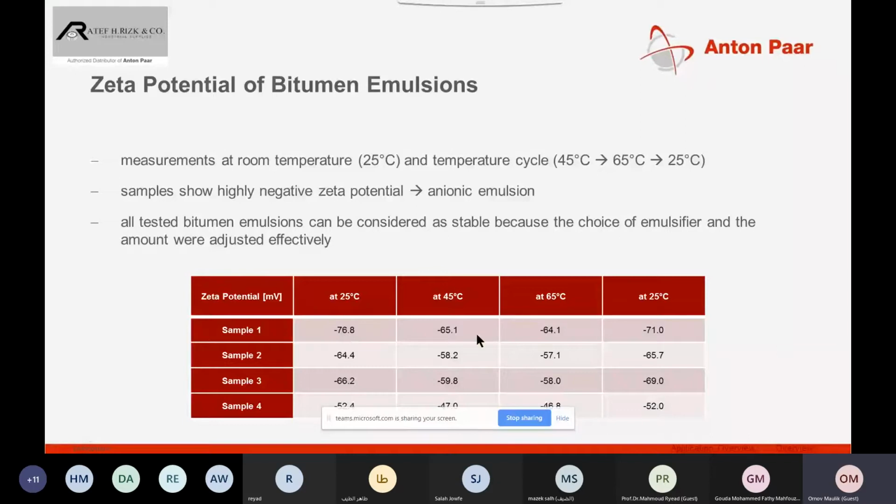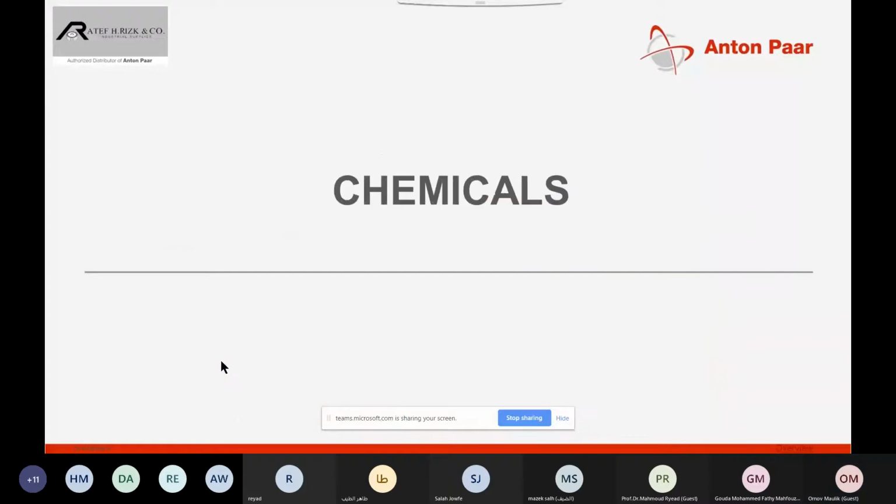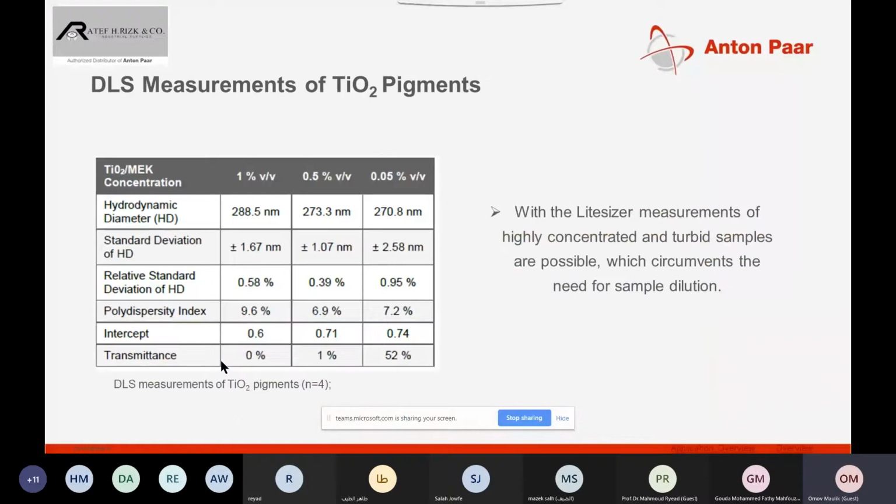But usually, as per the definition of a good stable emulsion, any emulsion which has a magnitude higher than 30 is stable. So you can say that all these 4 samples are stable, even if they go through different temperature zones. Then we have chemical applications for TiO2.